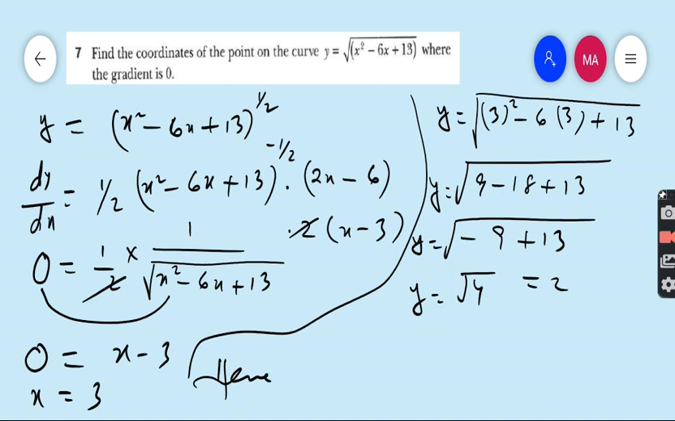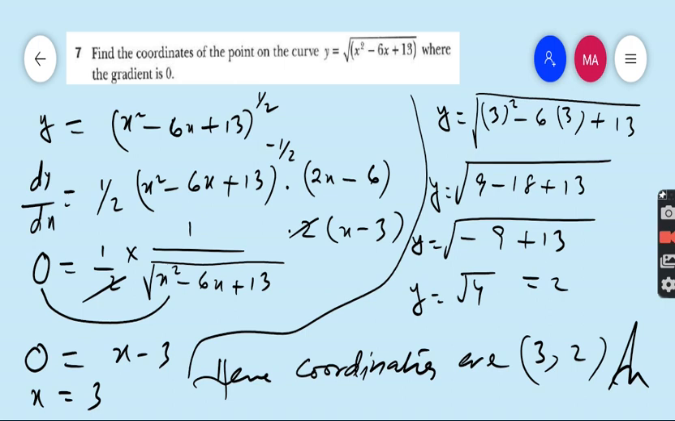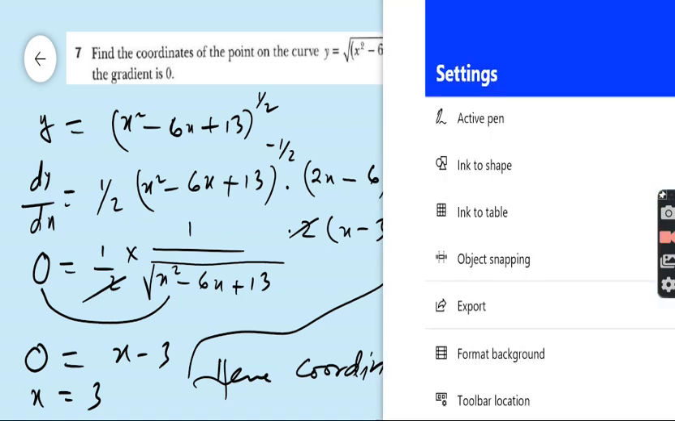Hence, coordinates are x3, y2. This is our final answer. So hope you enjoy question number 7. Move to question number 8.